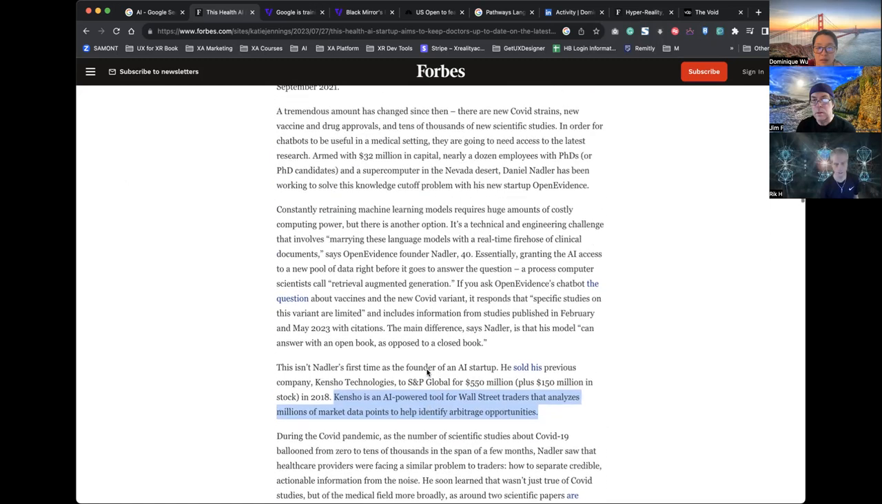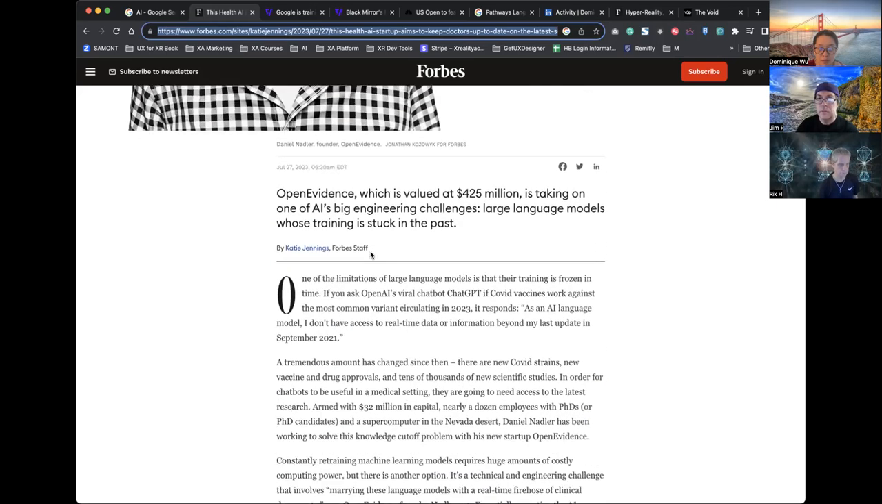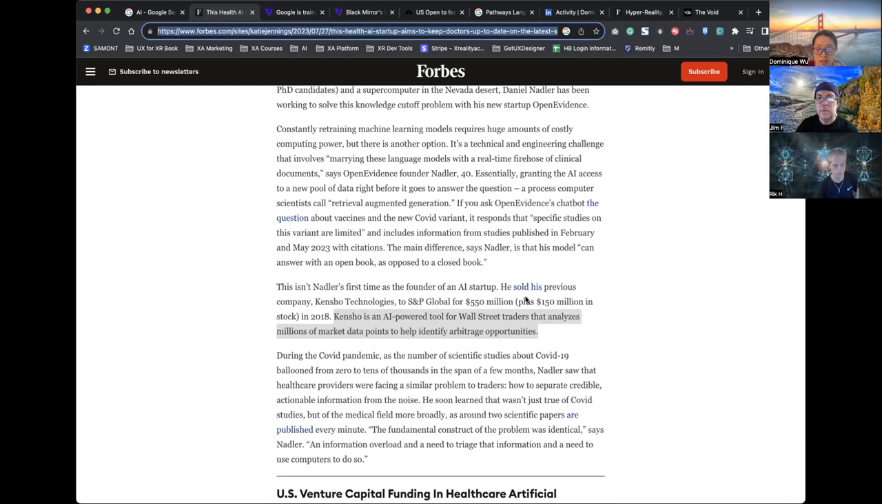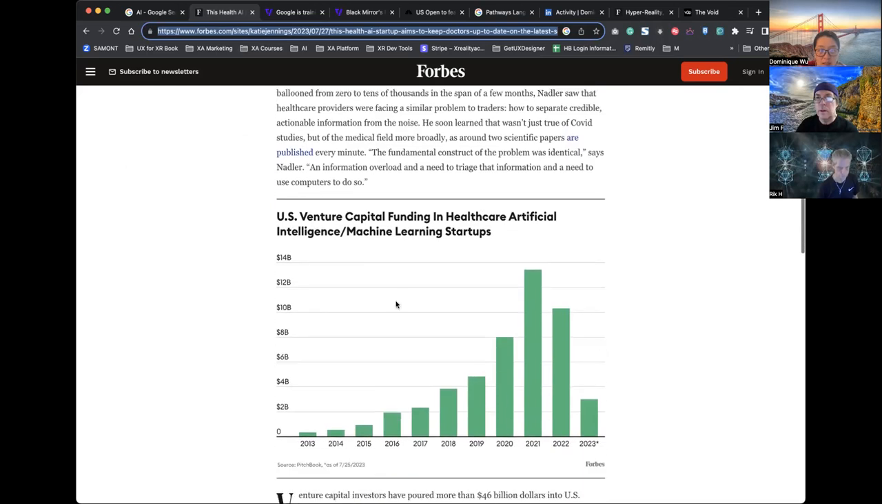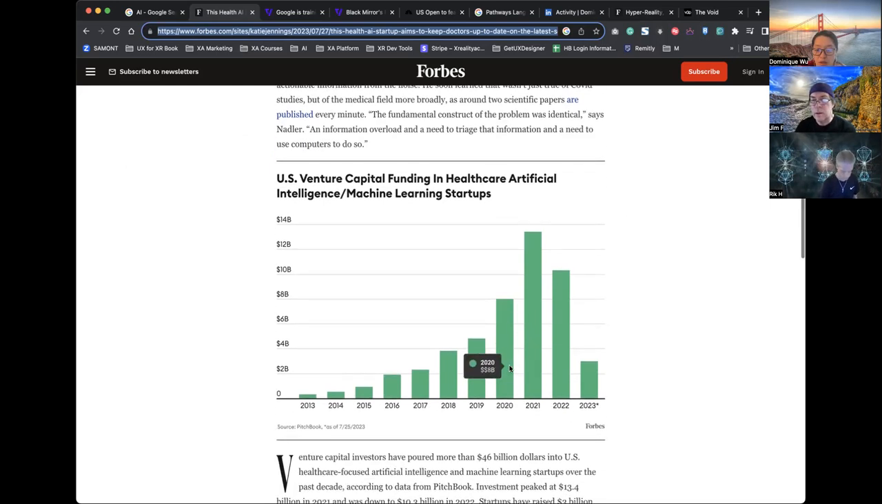Can you put that link in the chat? Yeah, sure. The article is from Forbes. So you can see he sold his company and now he is fully working on this. If you look at U.S. venture capital funding in healthcare, artificial intelligence, and machine learning startups, this is not yet defined, but in 2021, I think because of COVID, people spent a lot of money to help defeat the virus.